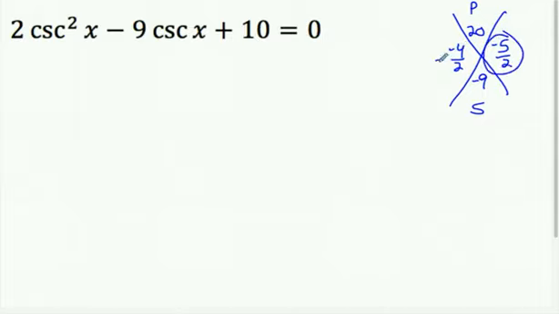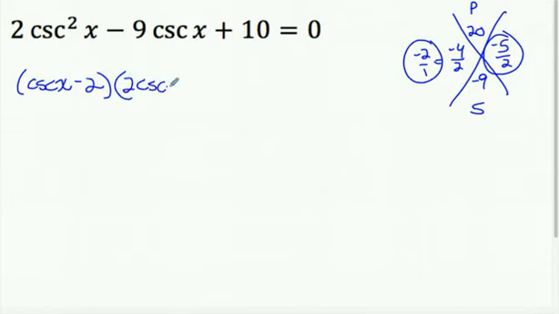That doesn't reduce, but this does, negative 2 over 1. And then these fractions tell us what our factors are going to be. The denominator tells us the coefficient of x, the numerator tells us what to add to it. So we have one factor of x minus 2. Well, in this case, it's a cosecant x, so cosecant x minus 2, and our other factor is 2 cosecant x minus 5 equals 0.